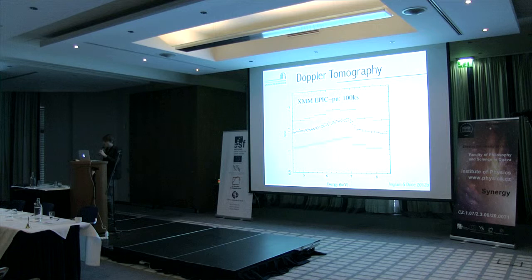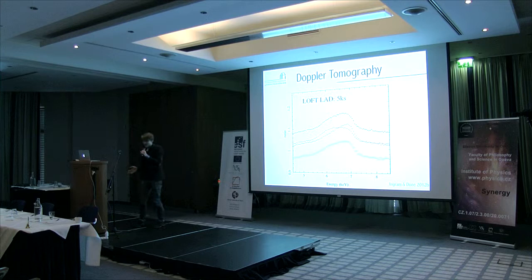And to do that, you need a bigger telescope. And if you had LOFT, in 5 kiloseconds, this is what you could get. This is 5 kiloseconds. It's insanely good. So if you had 100 kiloseconds, you could get this kind of quality for 80 phase bins. And so you could just do one long observation, split everything up into like 100 phase bins, and see in excruciating detail how the iron line would change, and be able to map everything.